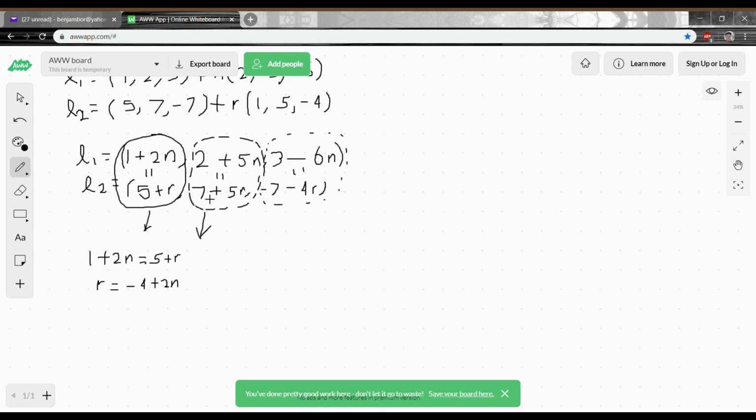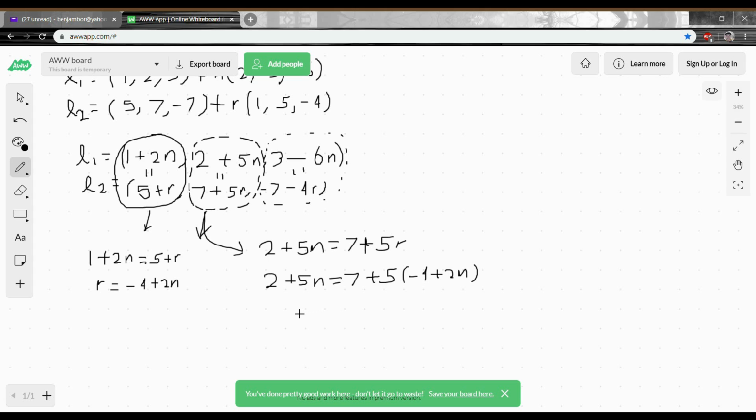Now let's go ahead and set these two equal to each other. This is actually going to be over here. So we're going to set 2 plus 5n equal to 7 plus 5r. Now we can solve for n in this equation if we plug in r from over here. So we're going to have that 2 plus 5n is equal to 7 plus 5 times the quantity negative 4 plus 2n.